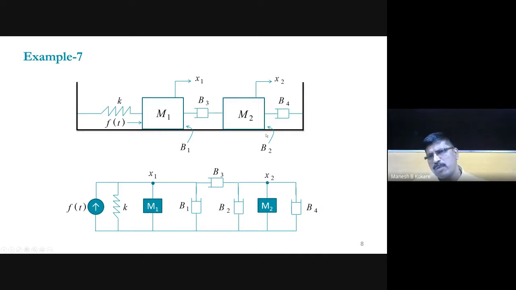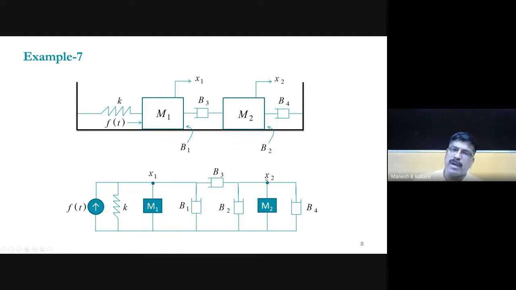One end of B2 is also connected to x2. And the mass element M2, one end is connected to x2 and the other end is connected to the ground. Now look at B4. One end is connected to the nearest displacement point, x2, and the other is connected to the ground. So this is the overall nodal diagram of the given mechanical system. So how many nodes are there?